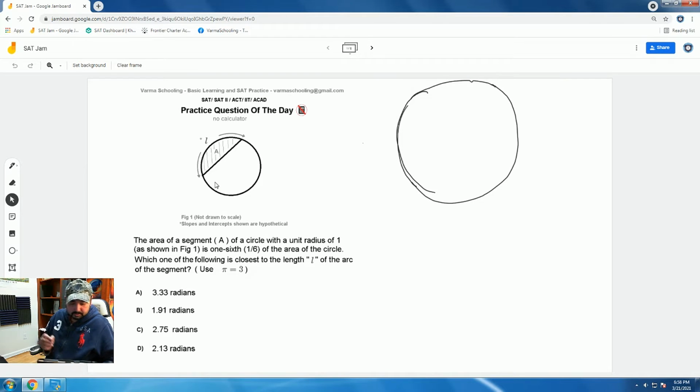So the question reads: the area of a segment of a circle with unit radius, which means 1, as shown in figure 1, is 1/6 of the area of the circle. Which one of the following is closest to the length L of the arc of the segment? Use pi equals 3. So it wants an approximate answer, which is fine.